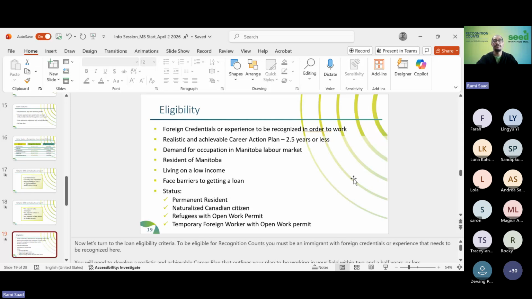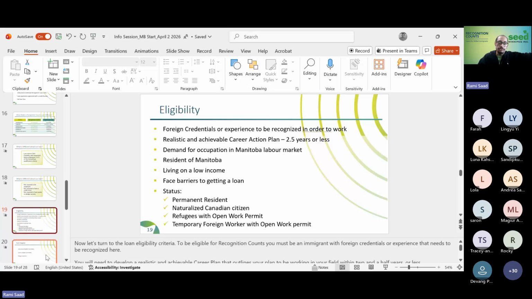If you face barriers to getting a loan, like you maybe went to a bank already and the bank rejected your loan, you can come to us. As for status, you don't need to be a permanent resident or a naturalized Canadian. Naturalized Canadian means that you were born abroad, but then you got your citizenship here from Canada. We also accept refugees as long as they have an open work permit during the study period, and temporary foreign workers as well, as long as they have the open work permit for the period of the study or the period of the loan.